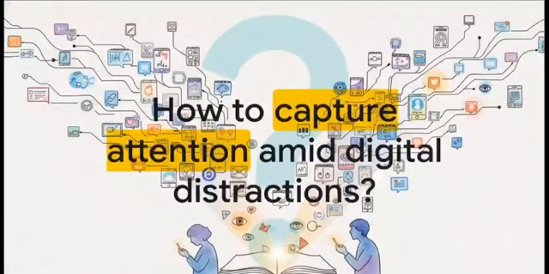So, how do we actually capture and hold on to student attention when they're basically swimming in a sea of endless digital distractions? I mean, it's pretty much the ultimate question for any modern educator, right? You spend hours, literally hours, crafting the perfect lesson plan. But then you look at your analytics and, well, you're faced with plummeting watch times and huge student drop off.